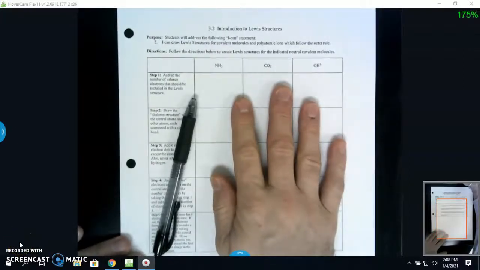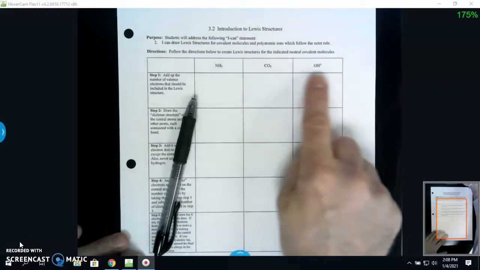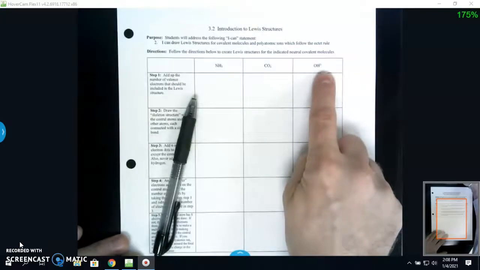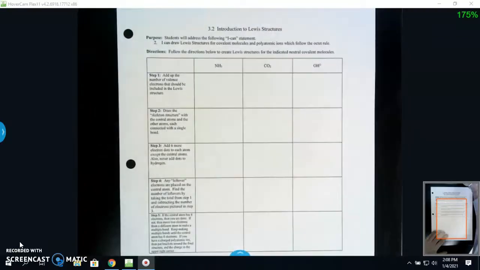Short. Today you can see we're going to be working on 3.1 Introduction to Lewis Structures, and to introduce this concept we're going to learn how to draw Lewis structures for each of these three substances right here. Before we get to that though, some important background information. We've got to understand how to count valence electrons, so I want to review that real quickly.